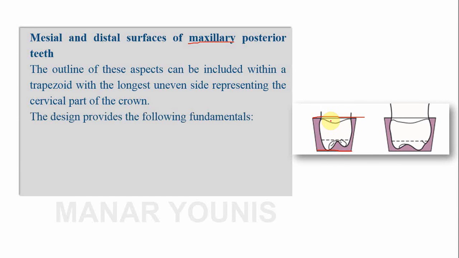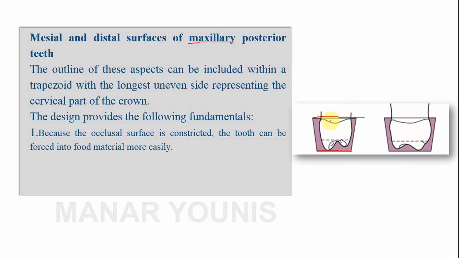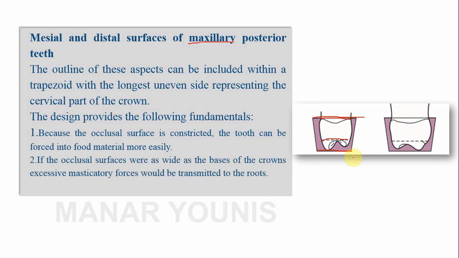So what are the advantages brought by this configuration? First, the occlusal surface is constricted. As you could notice, the occlusal surface is narrower than the cervical portion or the root. This will enable the tooth to function properly, and the tooth can be forced into food material more easily. So this will provide better strength and support for the tooth to perform its function of mastication and chewing of the food. If the occlusal surfaces were as wide as the bases of the crown, in this case, excessive forces will be transmitted to the roots.